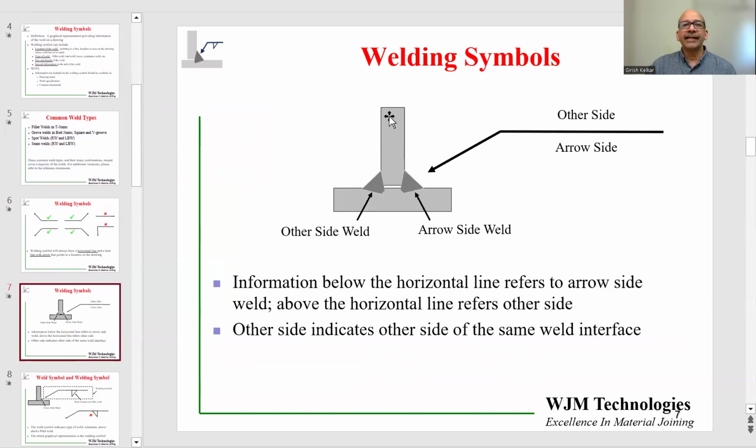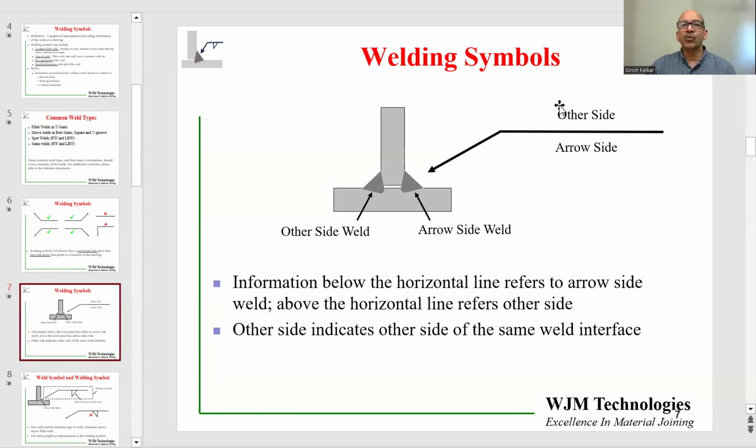Here we can look at a T-junction in schematic. So this is a T-junction. Two welds have been made, and of course, this is a two-dimensional section. And we have a welding symbol where the arrow is pointing to one of those welds. The weld the arrow is pointing to is called the arrow side weld, and the information of the arrow side weld is below the horizontal line. The information on the other side weld is above the horizontal line.